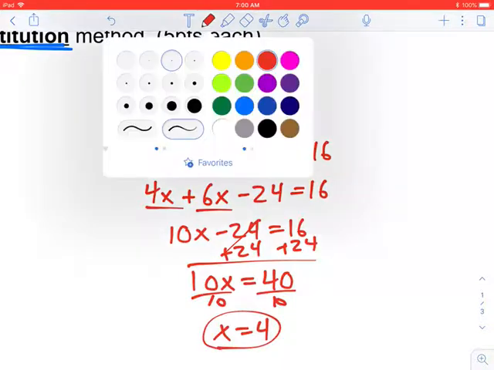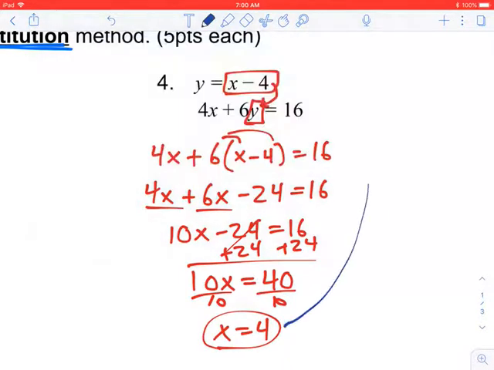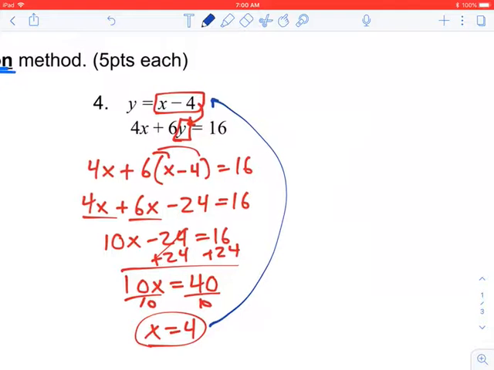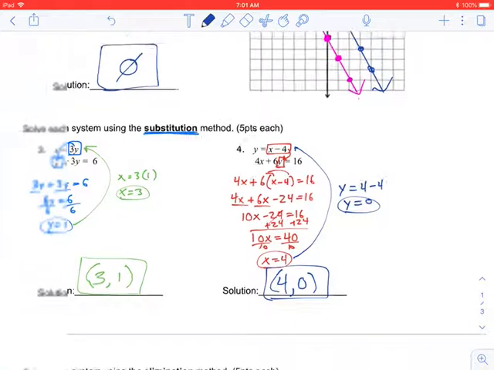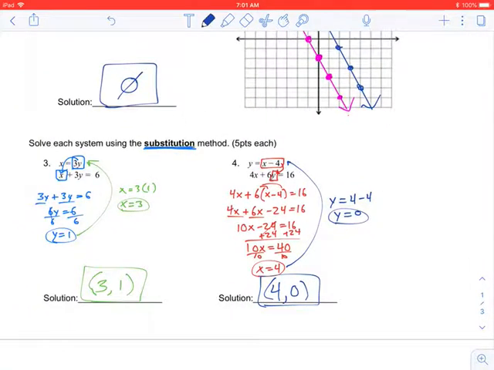And we're not done quite yet. We have to plug that right back in to the top. And so we get y equals 4 minus 4, which is 0. And so there's my answer, 4, 0. And I'm done. That's substitution.